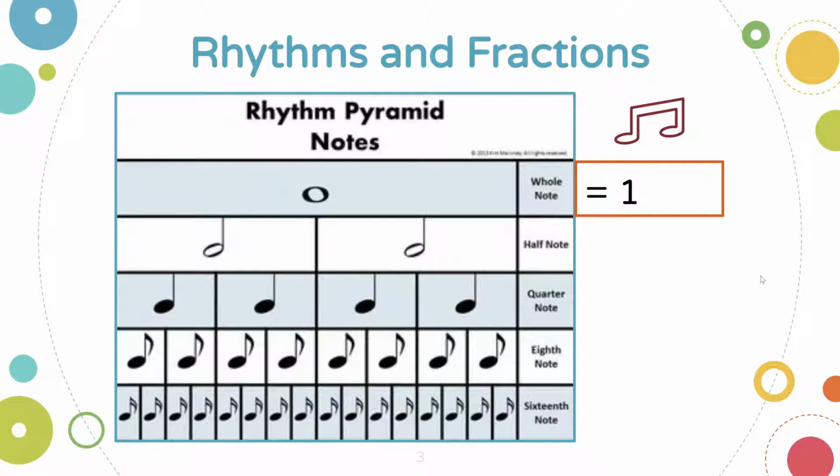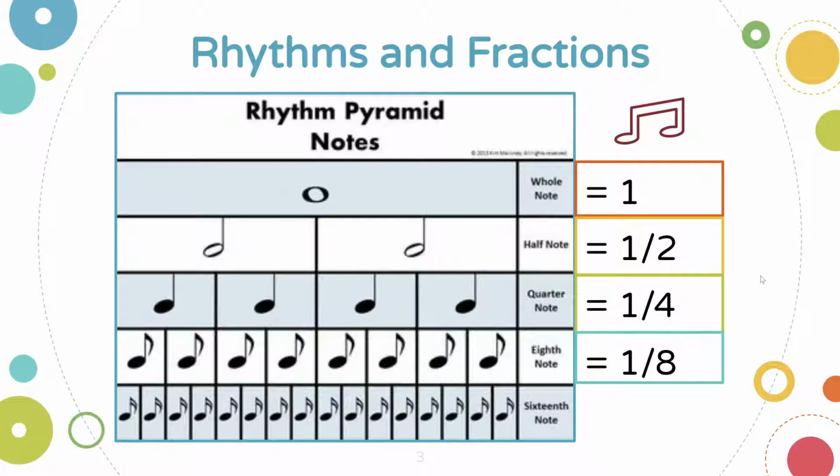So a whole note, that circle right there, would equal a 1 in this case. And under that, you can see two half notes, and those are a half of a whole note. Then we have 4 quarter notes, those filled in stemmed notes, and those would be 1/4. Then, right under that would be the eighth notes, and they have a little tail at the end of them. And then the 16th notes have a couple of tails, and they make up 1/16 of a whole note.